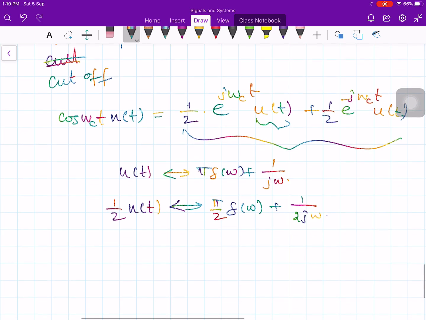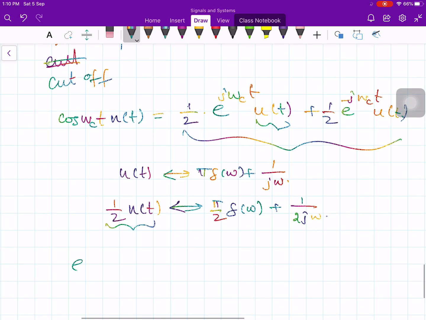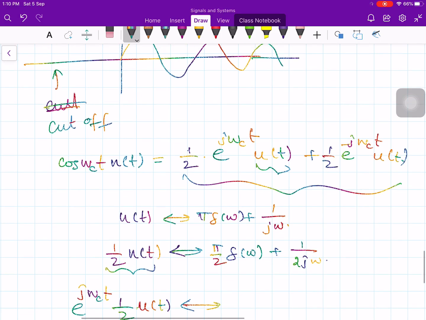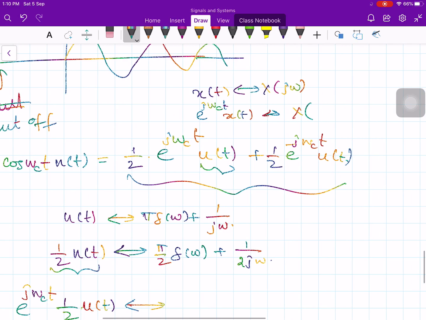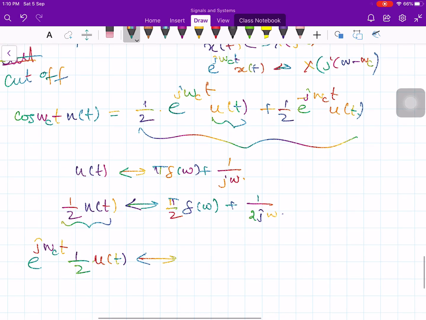Now this is multiplied by e to the j omega c t times 1 half u of t. So this has the Fourier transform of, you know the property, x of t has the Fourier transform X of j omega; e to the j omega c t times x of t has the Fourier transform shifted by that amount omega c, X of j times omega minus omega c. So that property we are going to use here. Therefore pi over 2 del of, instead of omega I have omega minus omega c, plus 1 over 2j times omega minus omega c. That's it.